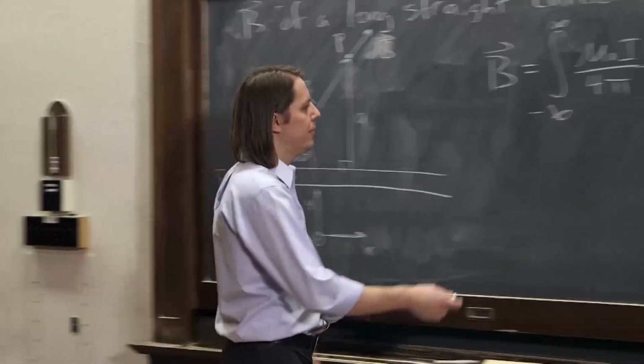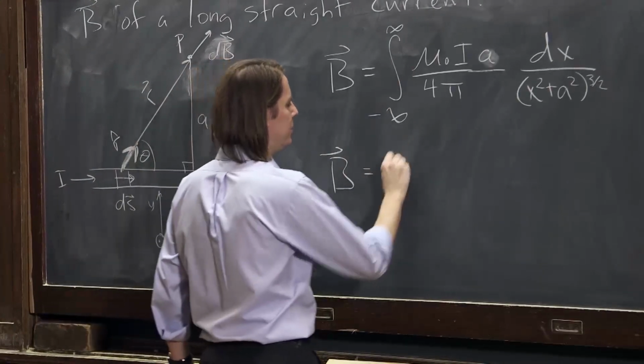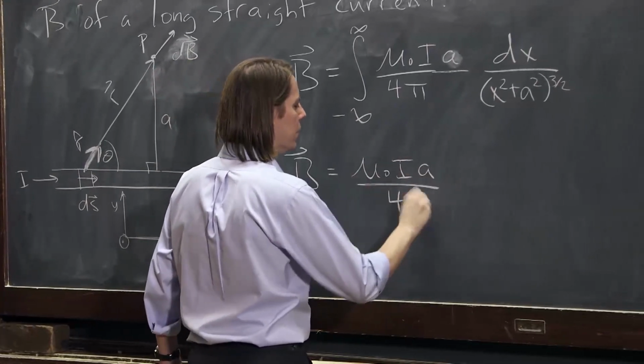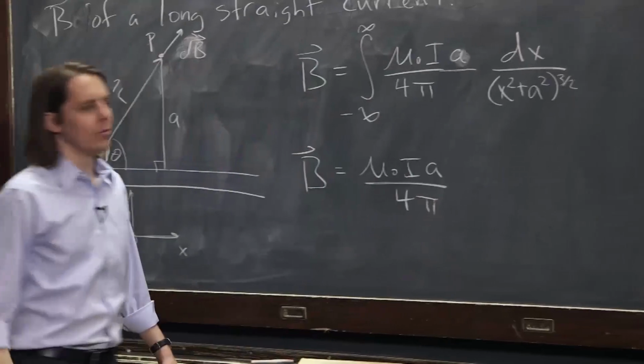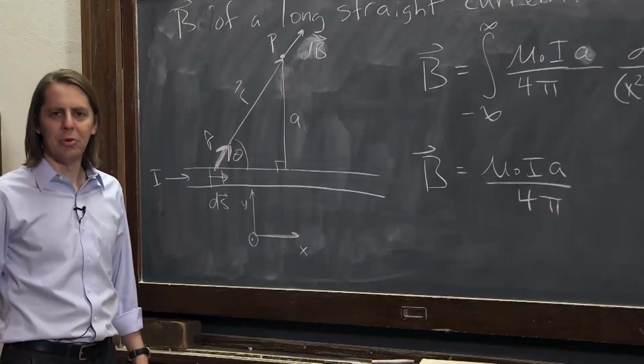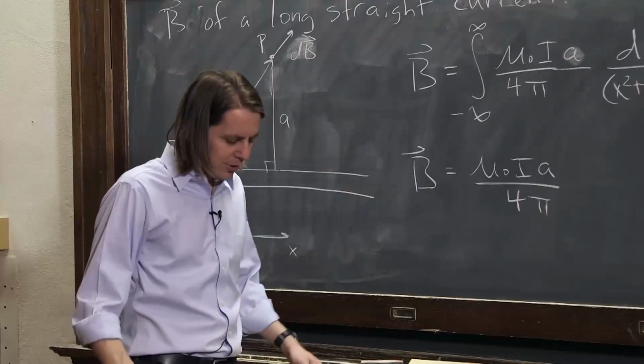Okay, so B equals, let's keep these constants, mu naught I a over 4 pi. And then how to do that integral? Now, it's not an easy one. That's one of those that you look up in a table, or you put in your computer, or you go through and integrate it by parts or some horrible thing like that.